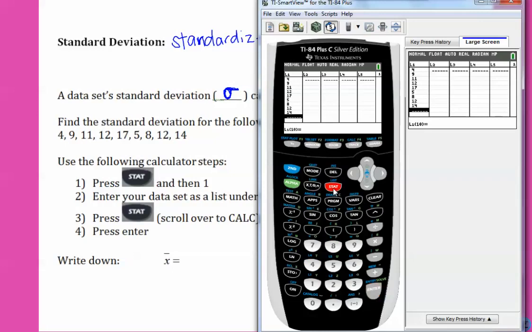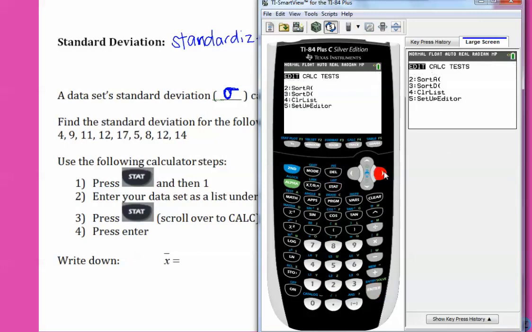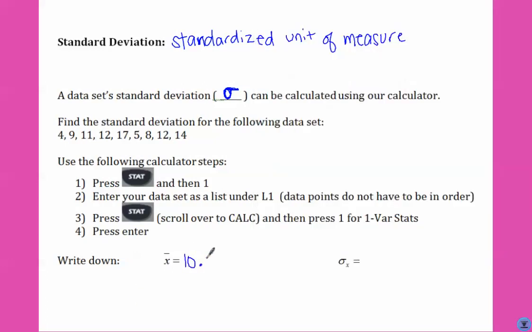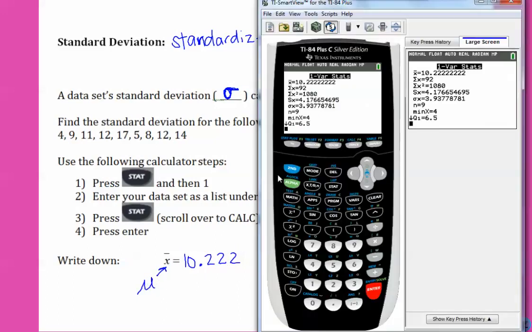Then you're going to choose Stat, scroll over to Calc, and you're going to choose number 1, push Enter all the way through Calculate, and we get X bar at the top. That's our mean. And then our standard deviation, we got the standard deviation symbol, is 3.938.